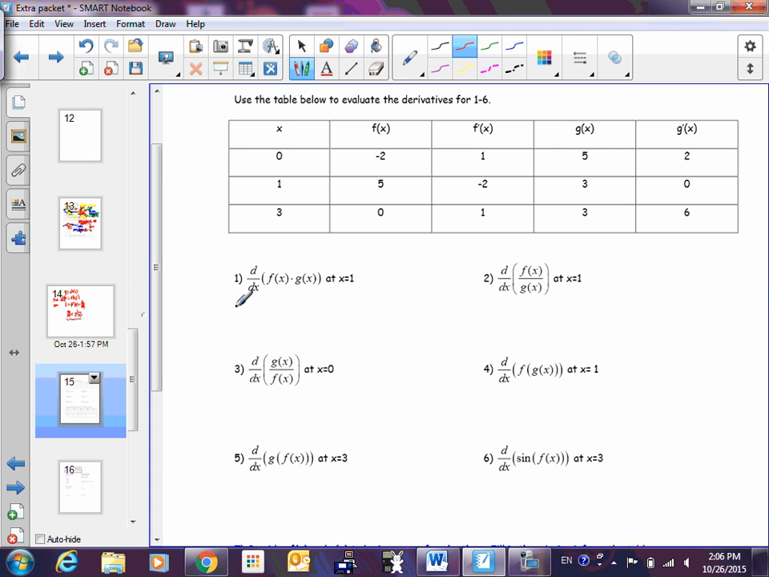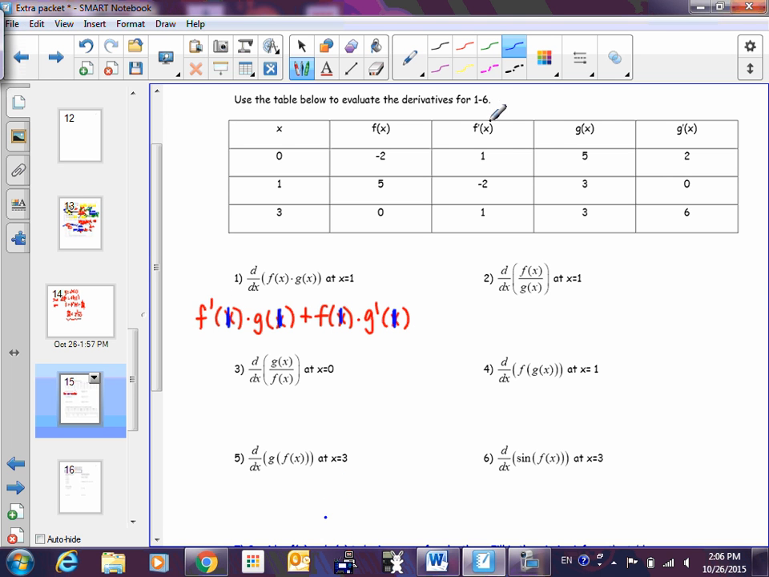So on something like 1, that means product rule. So derivative of f times just plain g plus plain f times derivative of g. And then we can plug the number in. I'm okay with you, instead of rewriting this again, just replacing the 1s right here. Everywhere there's an x, go ahead and put a 1. And now we have to look up the values on the table.